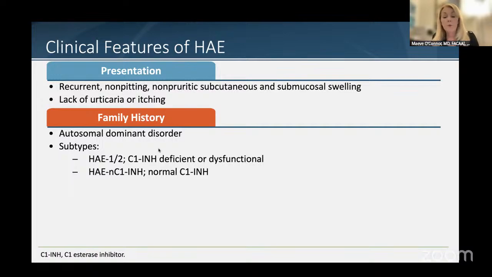and HAE type 2 being dysfunctional C1 inhibitor. And then there's HAE with normal C1, and these patients have normal C1 inhibitor, as evidenced by the name.